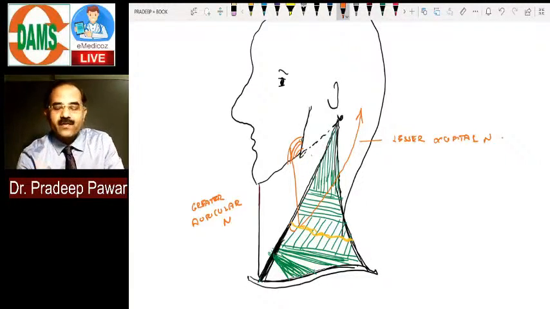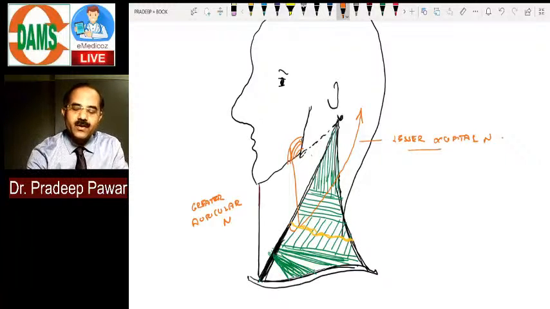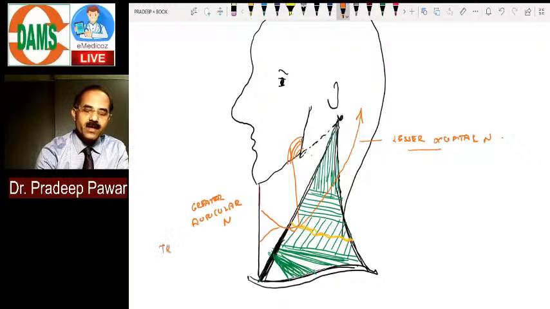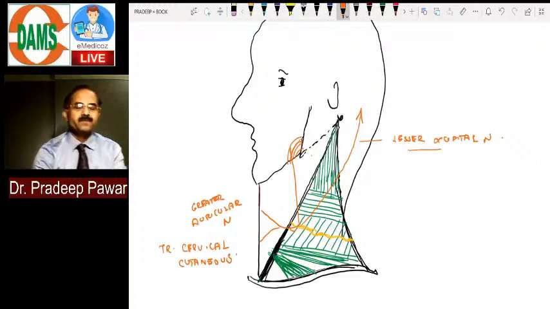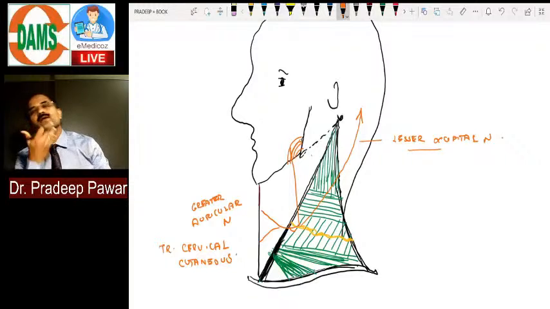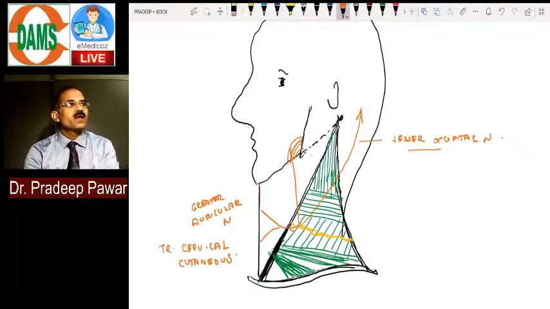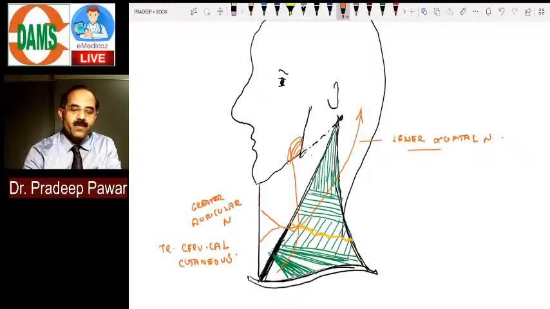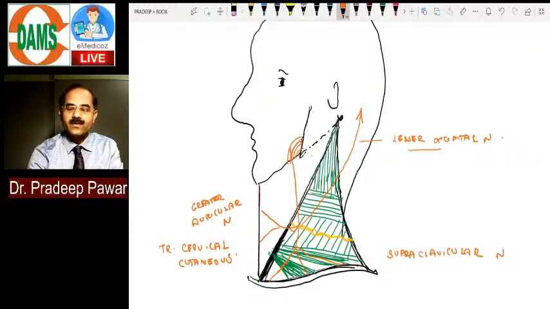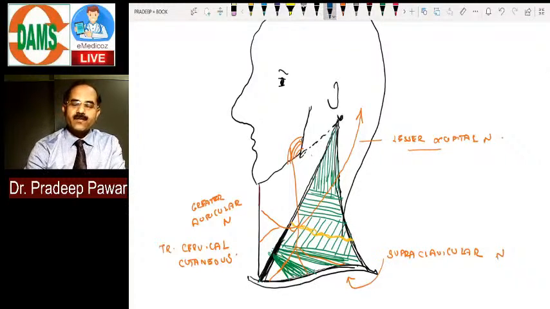So what are the branches of cervical plexus? One is lesser occipital, second is greater auricular, the third one goes transversely in the neck. What do you call this? Very simple, transverse cervical cutaneous, it supplies the skin. And the last nerve goes down above the clavicle to supply the skin, and this is the supraclavicular nerve. So these are the branches of cervical plexus.